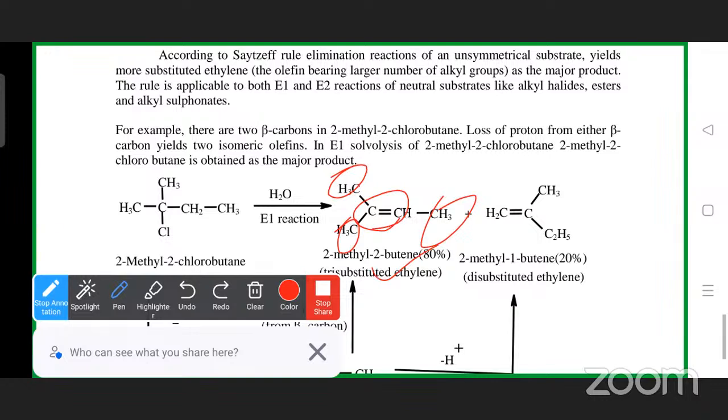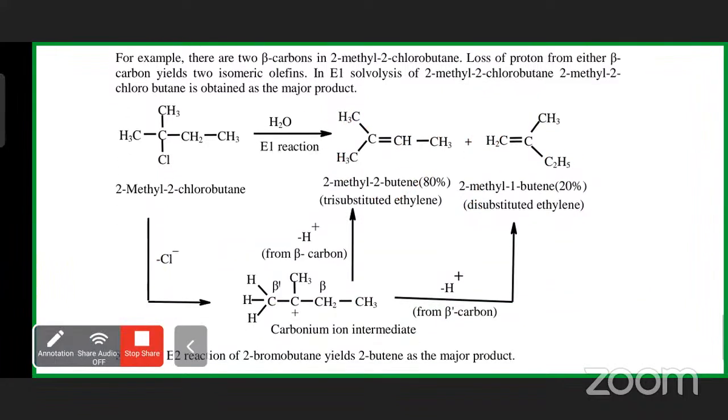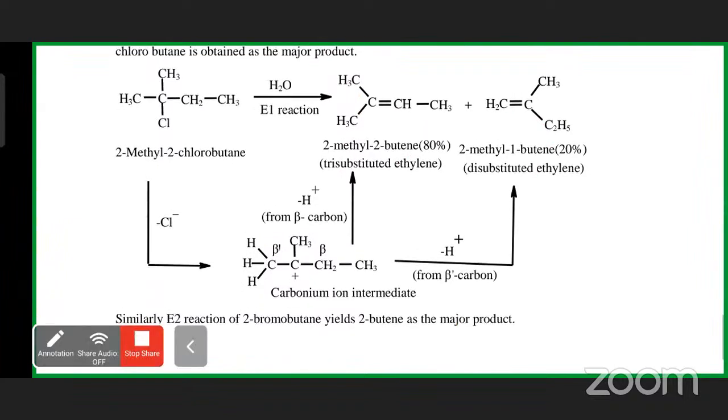And if you see the compound 2-methyl 1-butene, it is obtained as 20%, meaning it is the minor olefin, the minor product. Here on this carbon there is no substitution because both are hydrogens only, but we won't consider hydrogen as a substituent. So it is disubstituted. According to the Saytzeff rule, the more substituted olefin is the more stable, and it is obtained as the major product. So the orientation of the olefin in the Saytzeff rule explains that the more substituted olefin is obtained as the major product, as the preferable pathway.